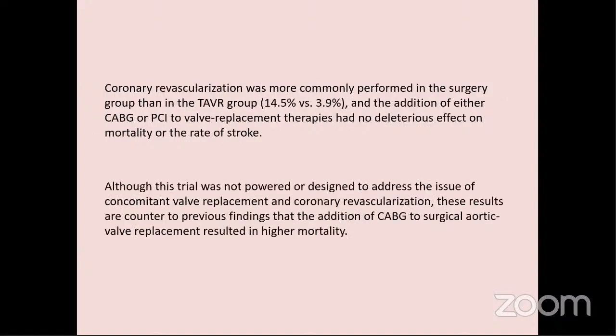Okay. The coronary revascularization was more commonly performed in the surgery group than in the TAVR group, 15 to 3.9, and the addition of either CABG or PCI to valve replacement therapies had no deleterious effect on the mortality or the rate of stroke. Although this trial was not powered or designed to address the issue of concomitant valve replacement and coronary revascularization. These results are counter to previous findings that the addition of CABG to the surgical aortic valve replacement resulted in a higher mortality.